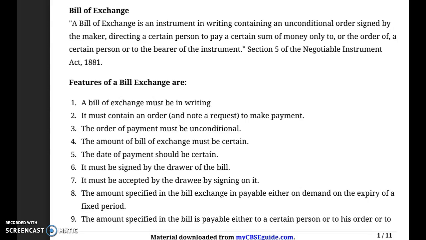The date of payment should be certain. The date on which the payment of the bill of exchange is to be made should also be confirmed beforehand.